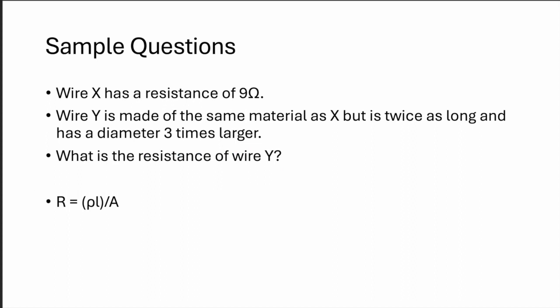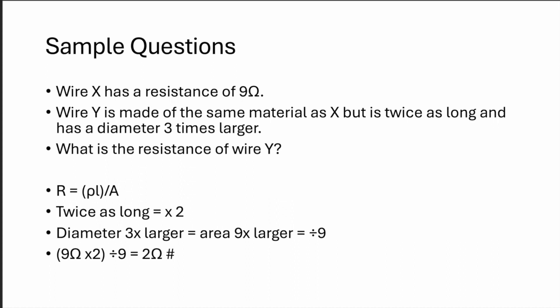Wire X has resistance of 9 ohms. Wire Y is the same material as X but twice as long, with diameter 3 times larger. So you need to use your knowledge of the formula: resistance equals rho L over A. Twice as long, so you need to multiply by 2. Diameter is a length, so diameter 3 times larger means the area will be squared up, 9 times larger. So you have to divide by 9. So 9 times 2 is 18, 18 divided by 9 will be 2. The answer will be 2 ohms.